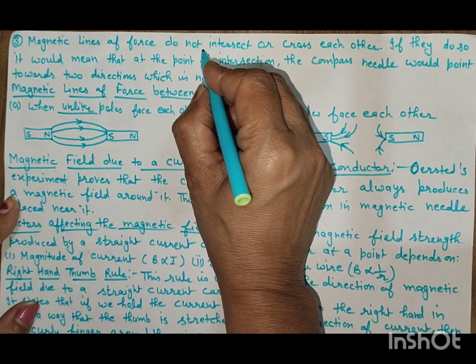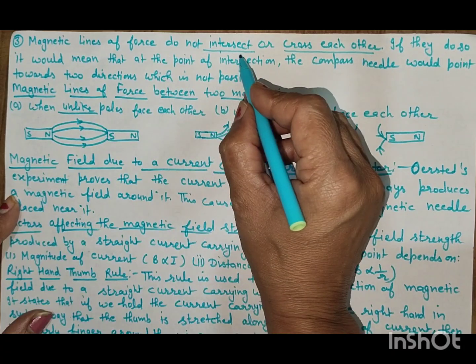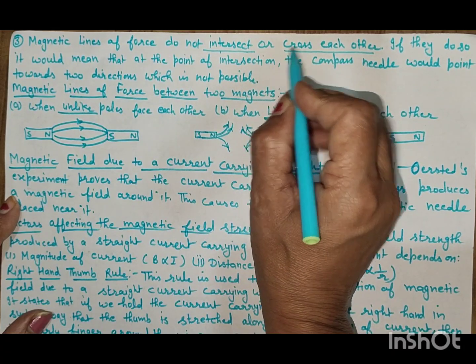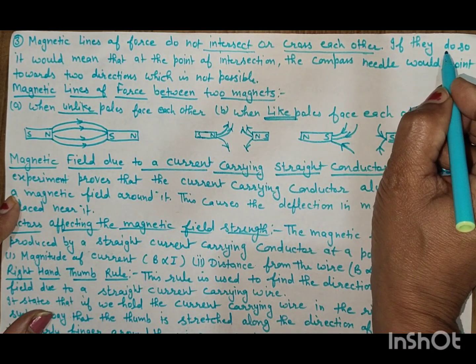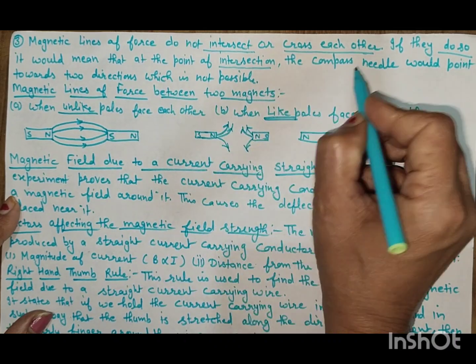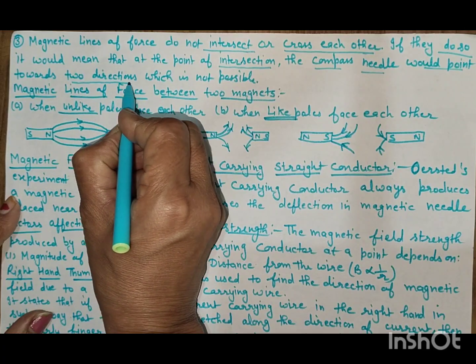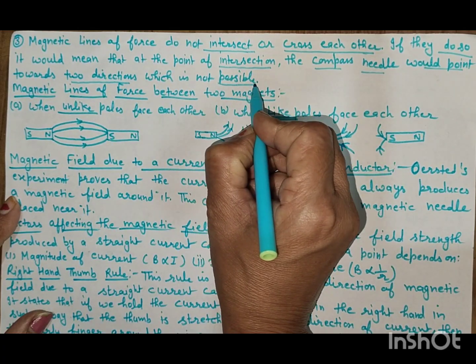The third property is that the magnetic lines of force do not intersect or cross each other. If they did, it would mean that at the point of intersection, the compass needle would point in two directions, and this is not possible.